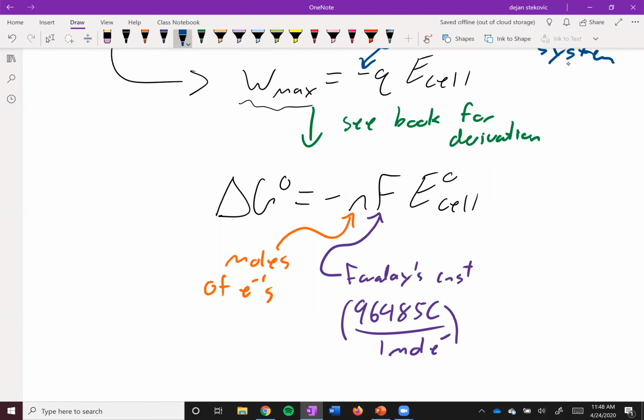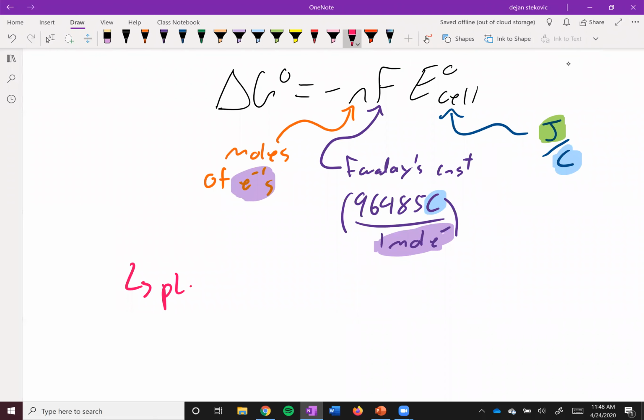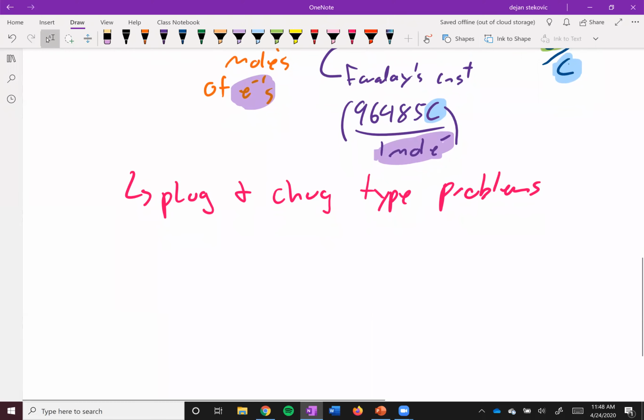And then think about E cell, which has units of joules per coulomb. If you're thinking about these units, the moles of electrons here will cancel out with these moles of electrons, and this coulomb will cancel out with this coulomb. And then you'll just be left with joules, which is the unit for delta G. So it makes sense. And so you could be asked to do plug and chug type problems. Pay attention to your units. Make sure if it asks for delta G in kilojoules, you convert it into kilojoules. And so let's take a look at another case here.